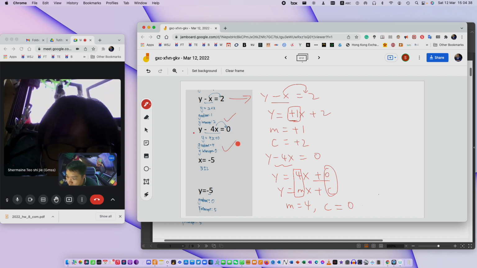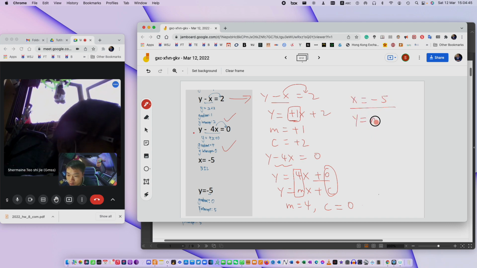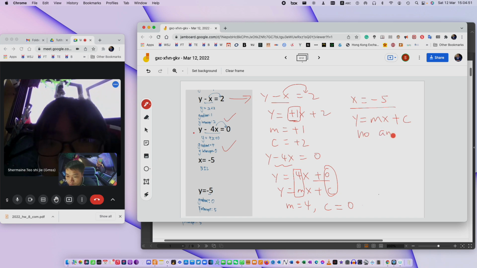Okay, very good. Next, x is equal to minus 5. What's wrong compared to the format? There is no y. So when there is no y, what happens? No answer. I'm not sure what you mean by nil, but it is actually no answer. Okay, are you clear? Okay, good.